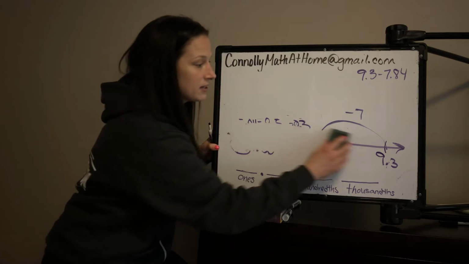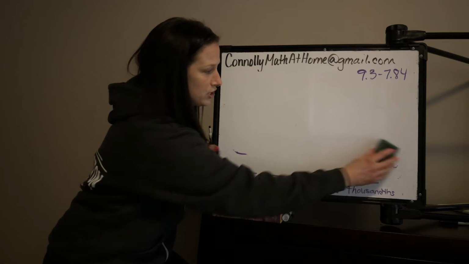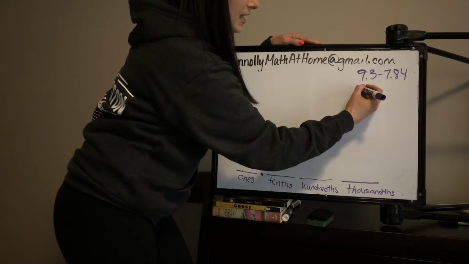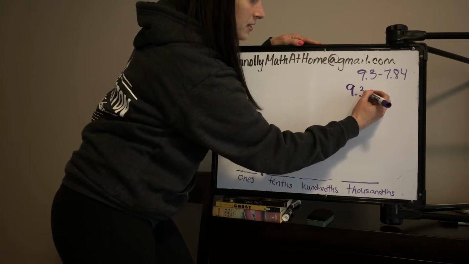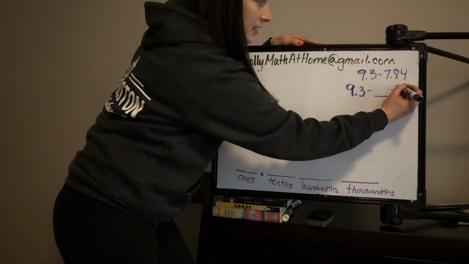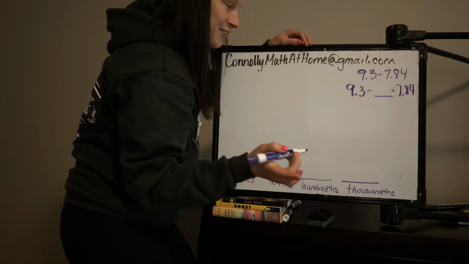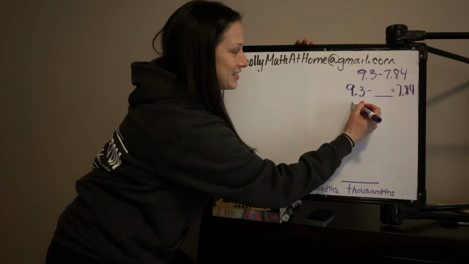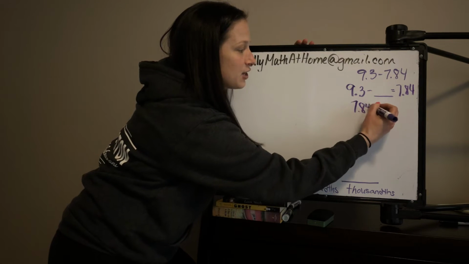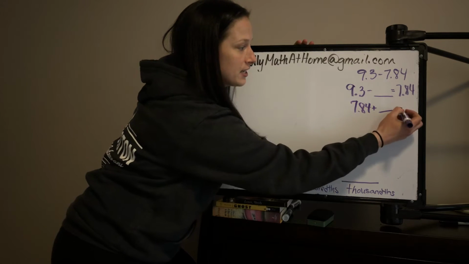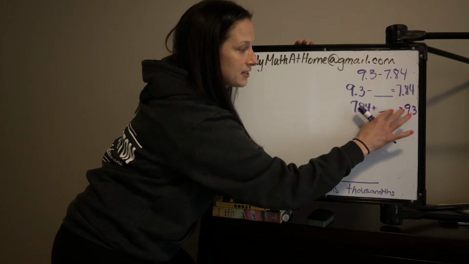Another way that we can think about any subtraction situation is we can think about this as 9 3/10 minus something gets us to 7 84 hundredths. Or another fun way to think about it, which I love thinking about things this way, is we can think about it as what is the distance between 7 84 hundredths to get to 9 3/10.